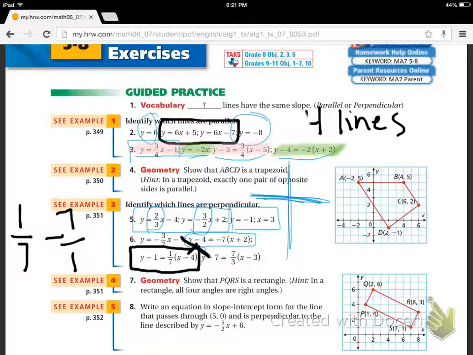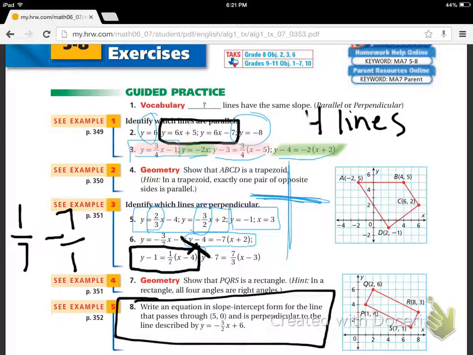All right, let's try number 8, a word problem. Right here, number 8. Write an equation in slope-intercept form for the line that passes through (5, 0) and is perpendicular to this line. Okay, so it's perpendicular to this, so we already know that the slope, negative 5/2, is going to flip and become 2 over 5, and it's going to be positive. And then it's going to go through this point. Okay, so I have (5, 0).